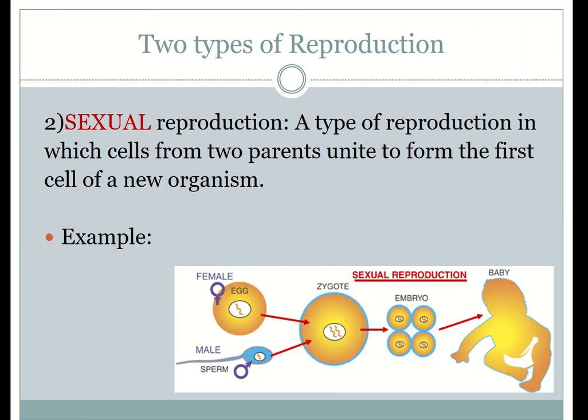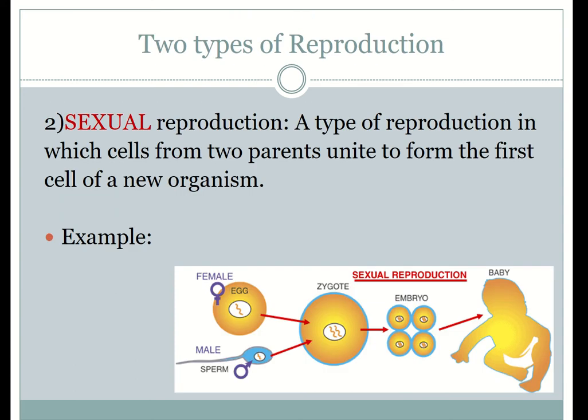Sexual reproduction is going to be reproduction with the help of two parents. So one parent's going to donate sperm. That would be the male parent. One's going to donate egg. That would be the female parent. When they come together, fertilization happens. It creates a new cell, which is the zygote, and that divides into the embryo and eventually results in a baby. So two parents is sexual reproduction. One parent is asexual reproduction.